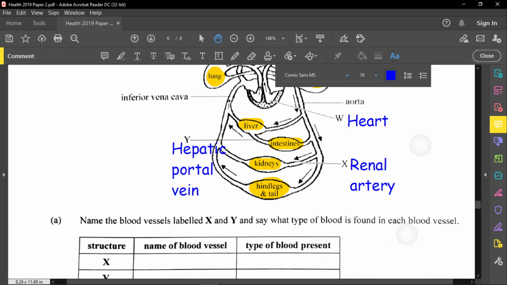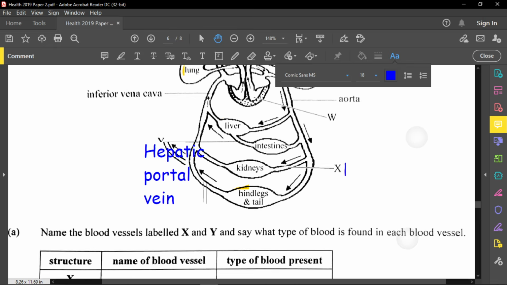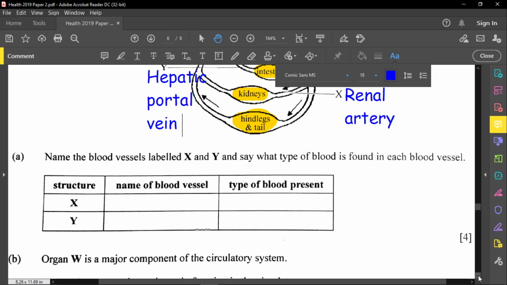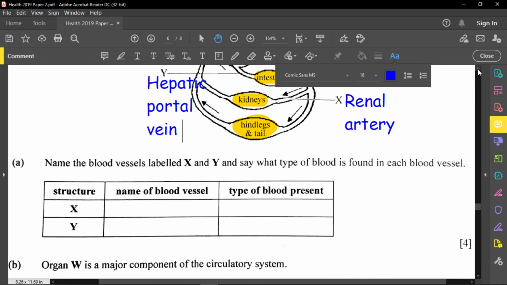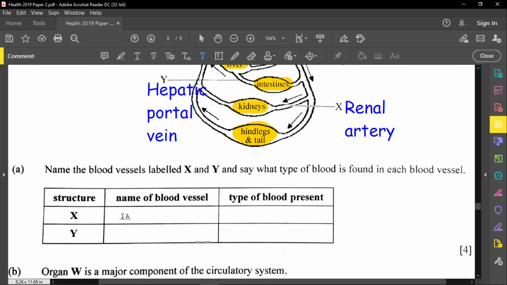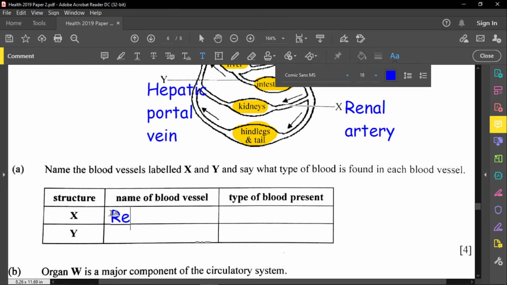All right, so now we're going to jump into the questions and answer them as best as we possibly can. The first part of the question said, name the blood vessels labeled X and Y, and say what type of blood is found in each blood vessel. So X is the renal artery. Let's put it right here. And Y is the hepatic portal vein. And remember, the hepatic portal vein is what connects the intestine to the liver.